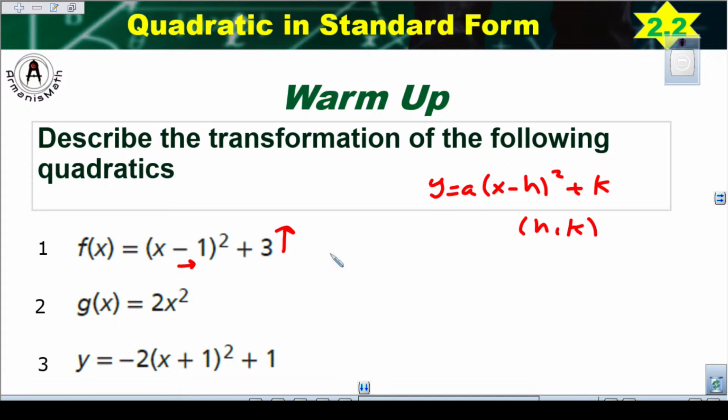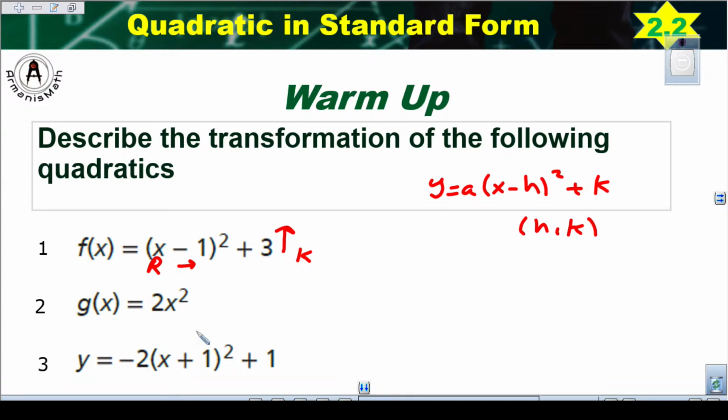And also the transformation is 1 to the right. And remember, it's always the opposite for the h. K is always the same. So you went up 3 for the k, which means up.